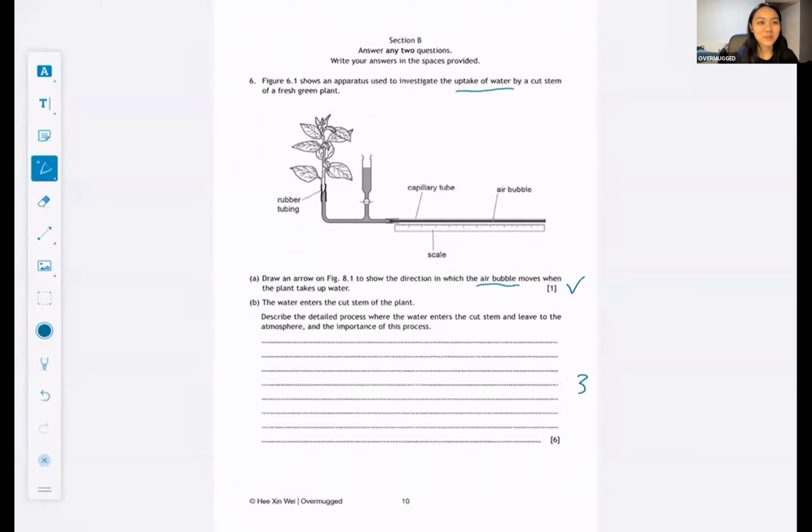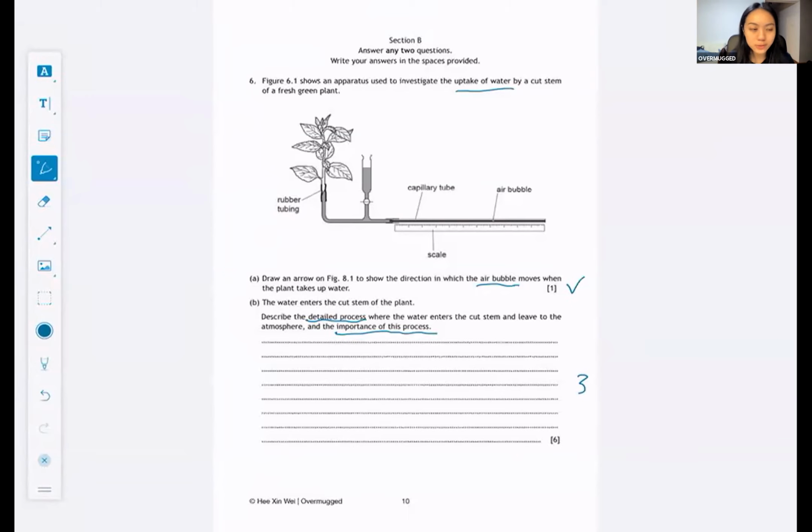Maybe O-level won't have so many. Just want to put it out there. It asks you to describe the detailed process, and then it also asks you to highlight the importance of this process. So in this case, of course, the importance of the process is not going to take, like, 4 or 5 marks, right? The importance is at most 1 or 2. The most important thing is the process here.